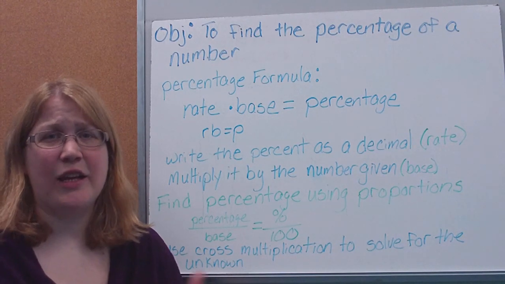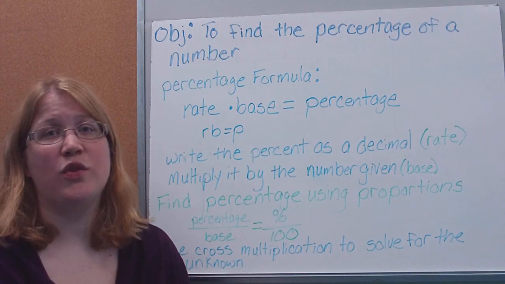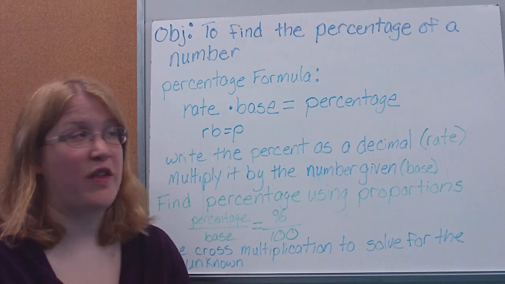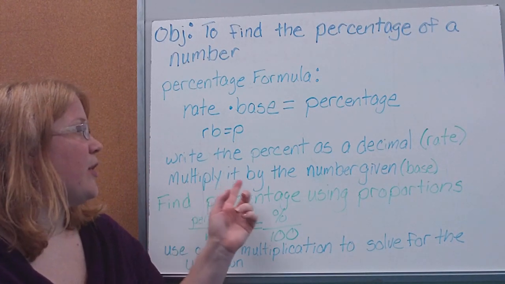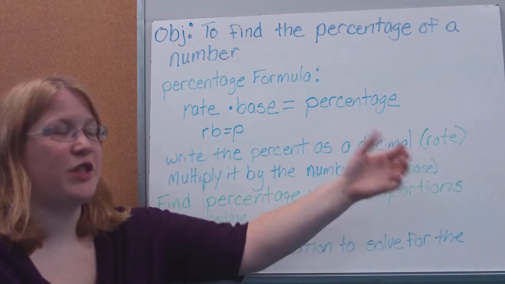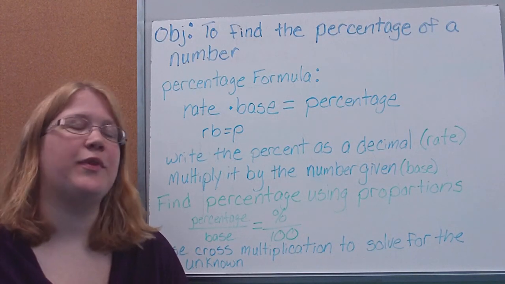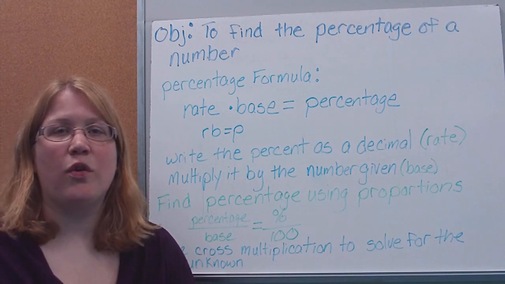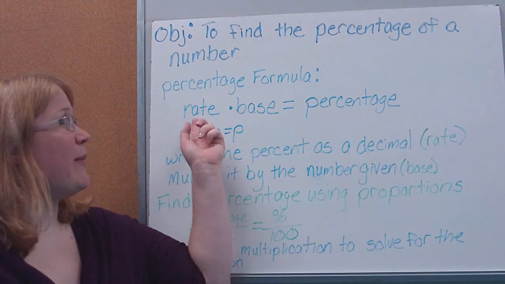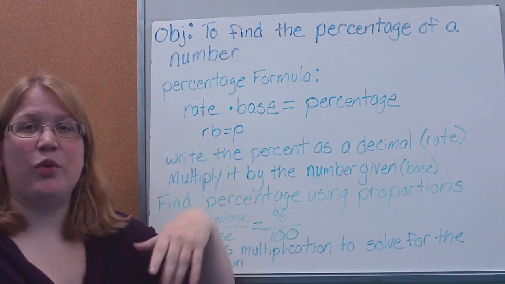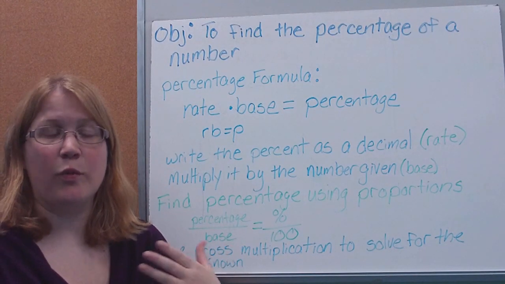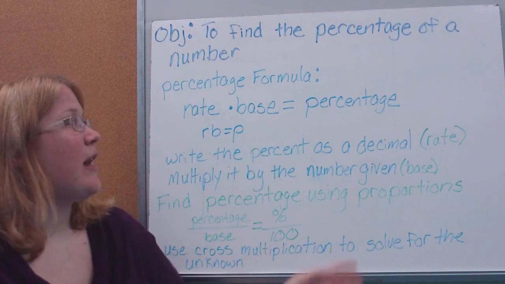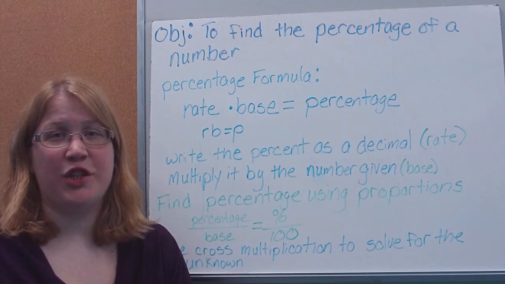And actually on your calculator, if you hit percent, it will change it into the decimal for you. And I'll put a little tutorial up on your calculator usage for that as well. Then you're going to multiply it by the number given, which is the base. So on your examples, it might say 40% of $10. So if that were the case, what I would do is I would take my 40%, change it into its rate or its decimal form, which would be 0.4, multiply it by the base, which would be 10, and I would wind up with 4.